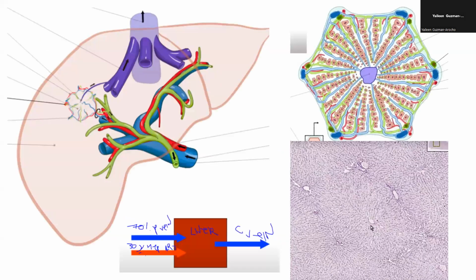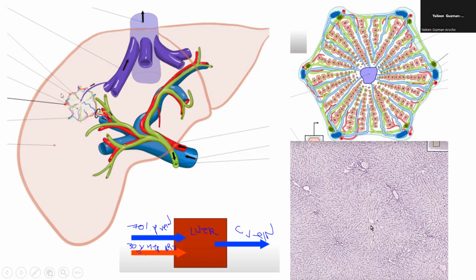So let's talk a little bit about normal histology of the liver first before we dive into the cases. The liver is a really big organ. It has 2 blood flows supplying it. 70% of the blood comes from the portal vein, 30% comes from the hepatic artery, and everything leaves via the central vein. That's what it looks like.